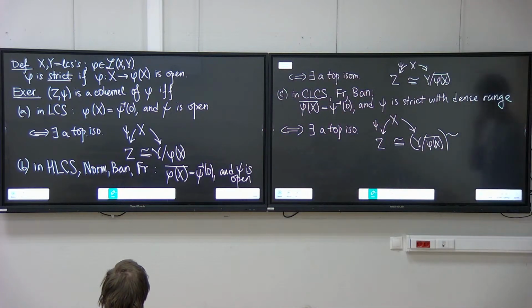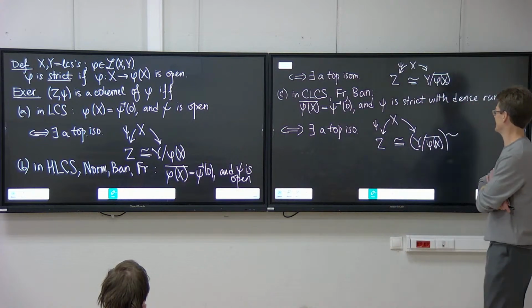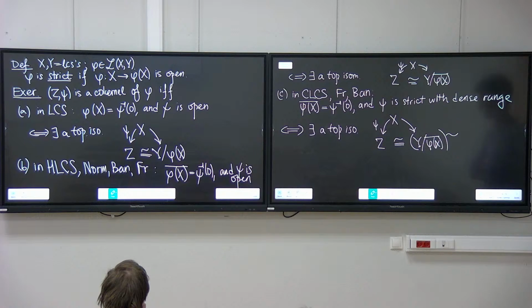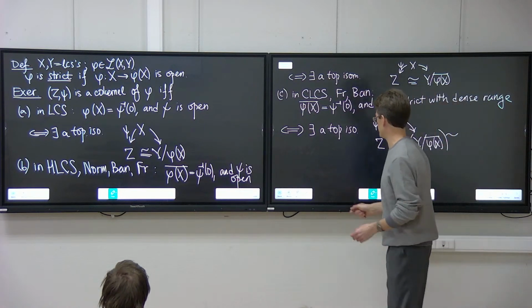Yeah, I had to look always at the original diagram. That's why I interchanged phi and psi. Sorry about that.